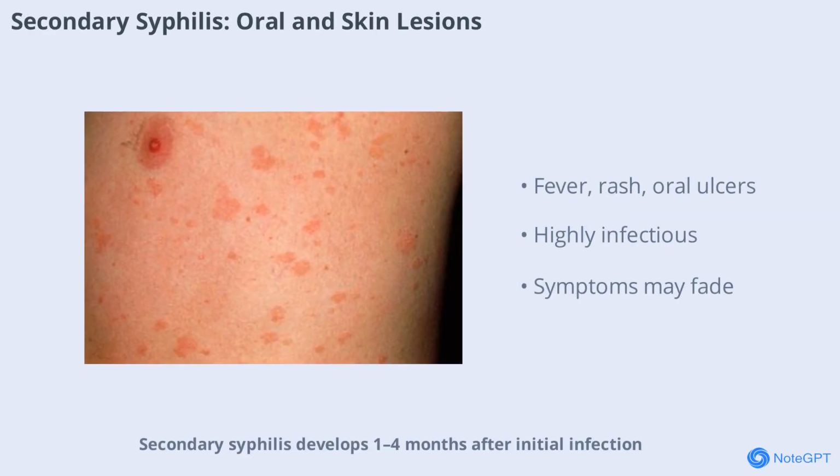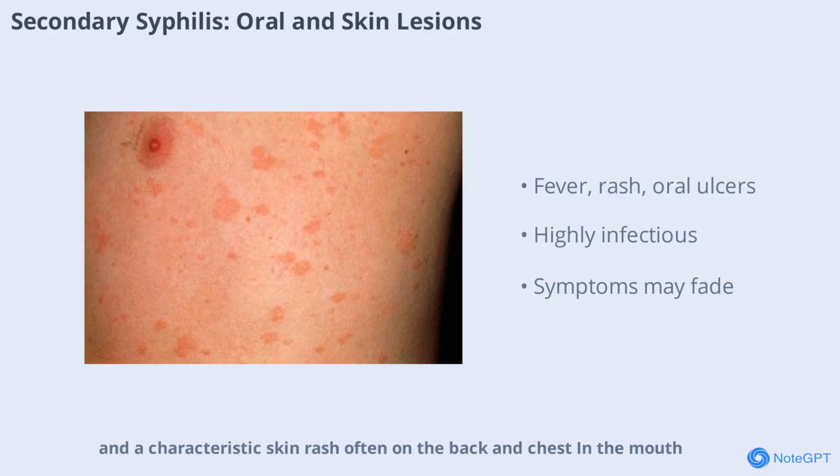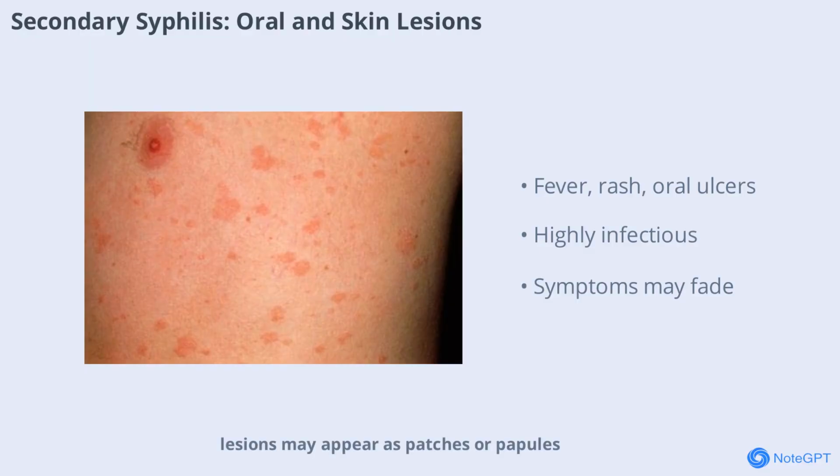Secondary syphilis develops 1–4 months after initial infection. Patients may experience fever, malaise, sore throat, generalized lymphadenopathy, and a characteristic skin rash, often on the back and chest. In the mouth, lesions may appear as patches or papules that quickly ulcerate and develop a grayish-wet membrane. These oral lesions are highly infectious. Over time, symptoms may fade and the disease enters a latent phase that can last for years.